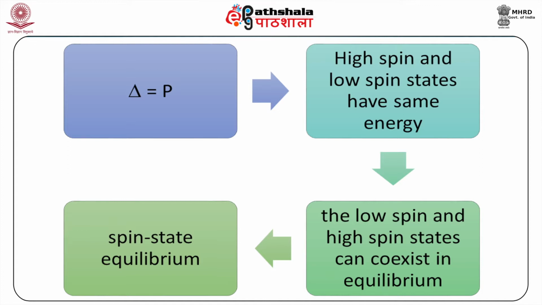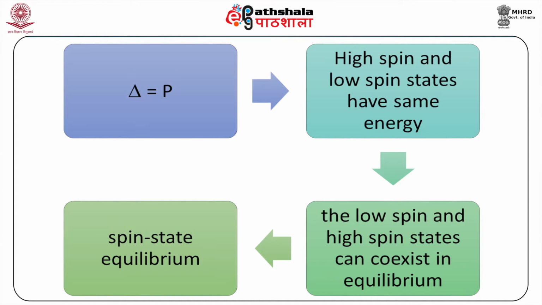These high spin and low spin states of an octahedral complex will have the same energy when delta equals P. If in a coordination complex the crystal field splitting is close to the delta equals P value, then the energy difference between the two spin states of the complex will be in the range of the thermal energy kT. Further, in an octahedral field, if the energy of the two spin states is the same or nearly the same, the low spin and high spin states can coexist in equilibrium. This phenomenon is referred to as spin state equilibrium.